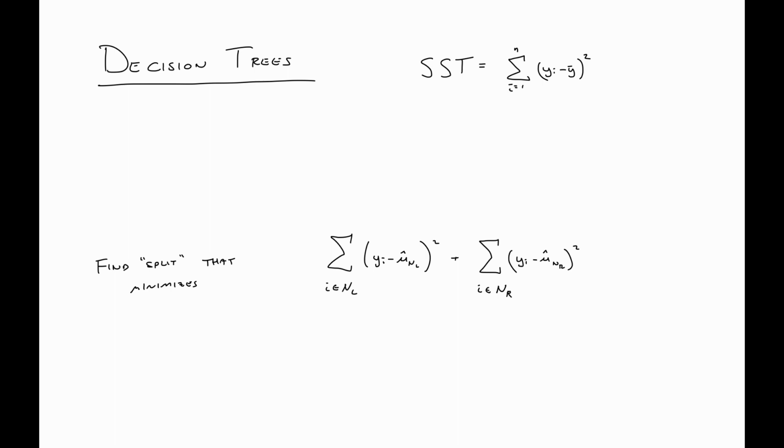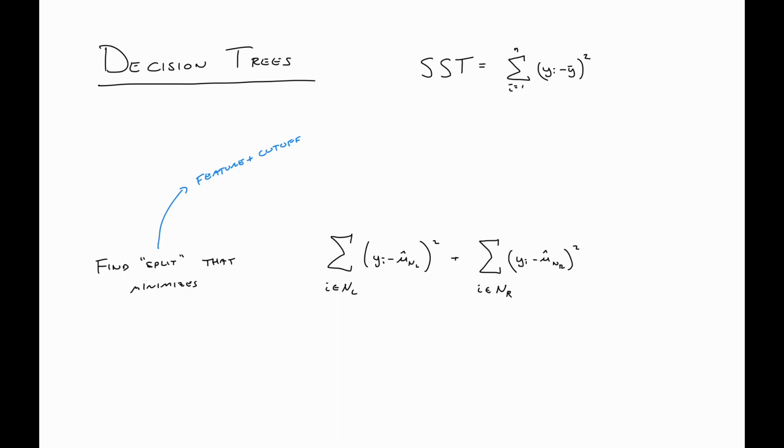I just note this sum of squares total here. It's probably a quantity you've seen before. It's just taking all of the y values in the data set and comparing them to the grand mean in a squared error sense. But what decision trees do is they find a split that minimizes this quantity here. A split will be a combination of a feature plus a cutoff value. So now what I have is this expression that is two sums of squares.